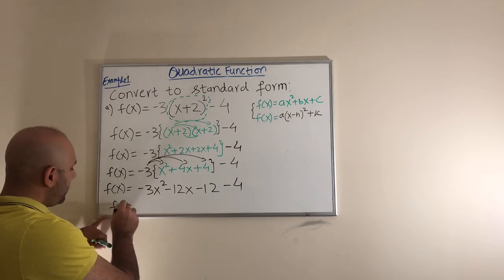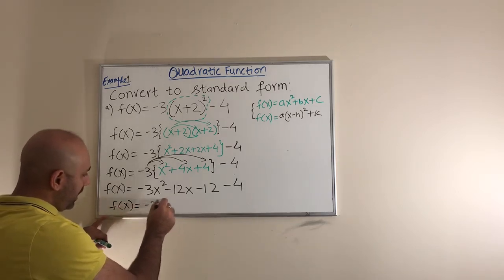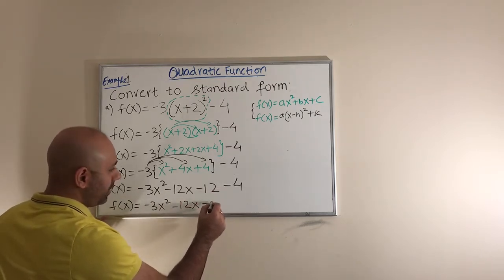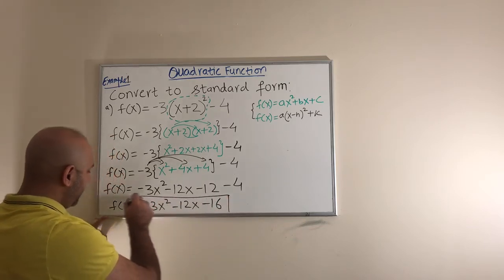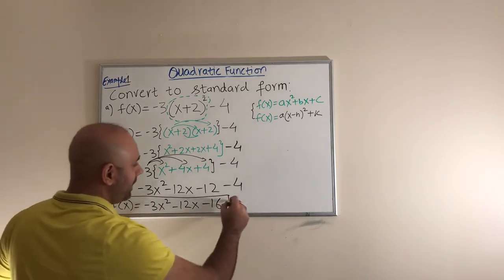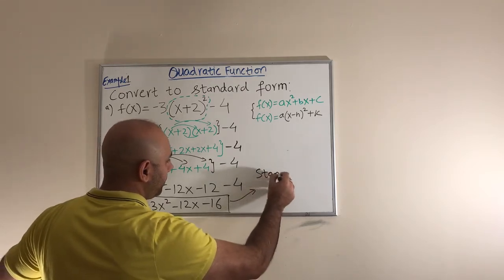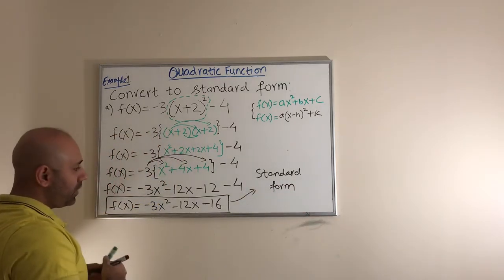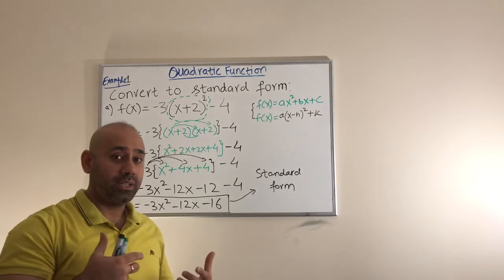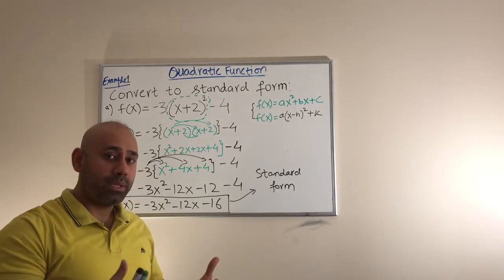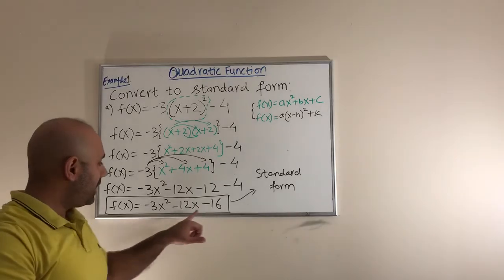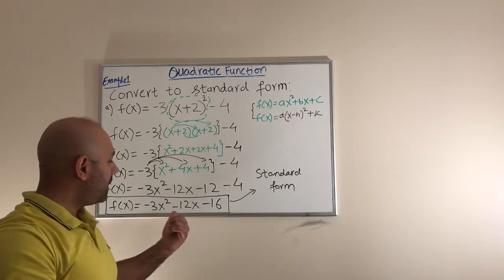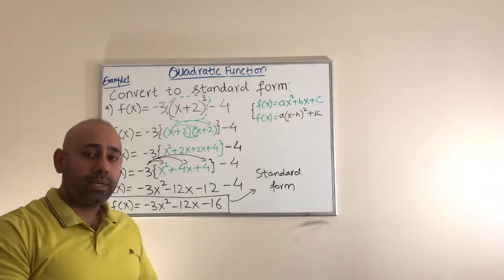I think there's only one more step that we can do here. This is -3x squared minus 12x, and we can combine these two constants, so they will add up to -16. So guys, this here is going to be my standard form. And how do we know this is the standard form? Because we already know how the general standard form looks like. It's ax squared plus bx plus c. And if you look at this quadratic function right here, you can identify a, b, and c, and it is expressed as ax squared plus bx plus c. Okay, so this is my standard form.